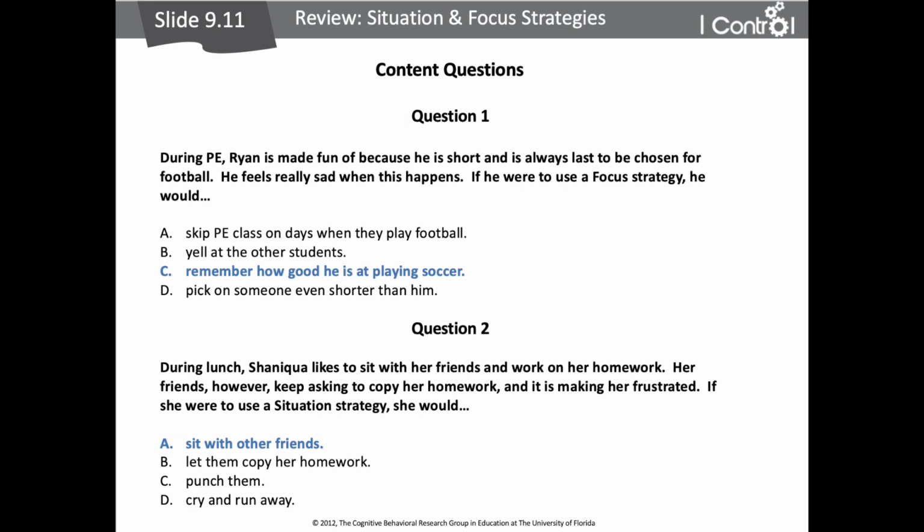In the following lessons, you'll continue to learn different strategies you can use to manage your emotions.